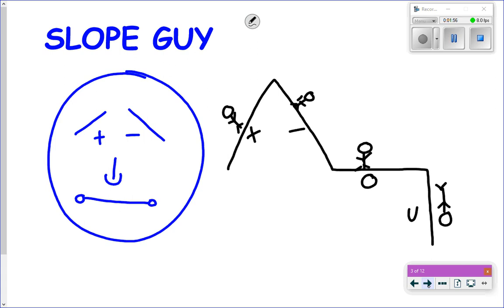Another visual is this one of the person walking up and downhill. Walking uphill is positive, downhill is negative. Walking just straight across is 0 slope, and then falling would be undefined. So you're going to want to draw these pictures as well.